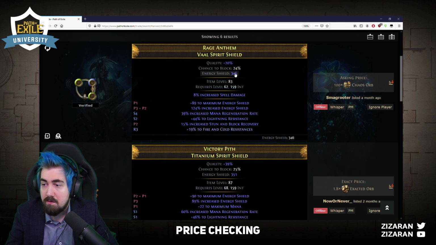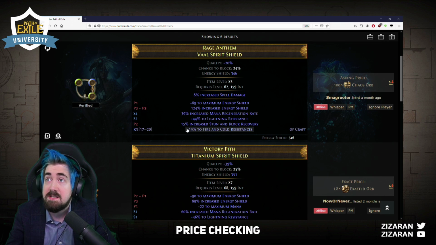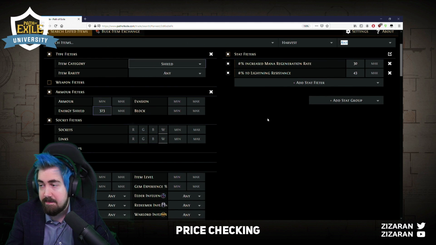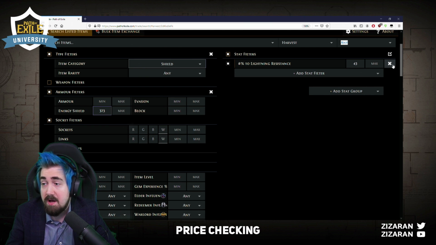Now, some things to note: this is more energy shield than ours. The mana regen's a dead stat. It's also kind of overpriced. But this one has 2 resist, ours only has 1. So what you want to be is less specific than yours. I don't care about the mana regen.